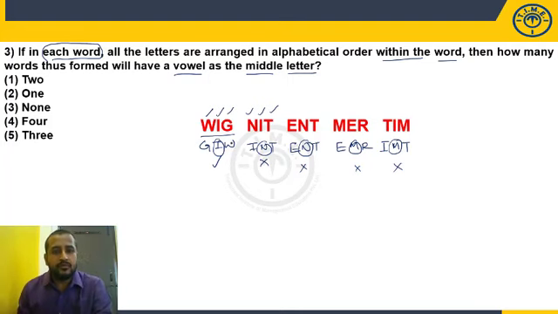So how many words thus formed have a vowel as a middle letter? Only one such word, GIW. Right. So the answer is 1, but it is in choice 2. Very simple, right? Yes. In the exam, you can expect this kind of questions.